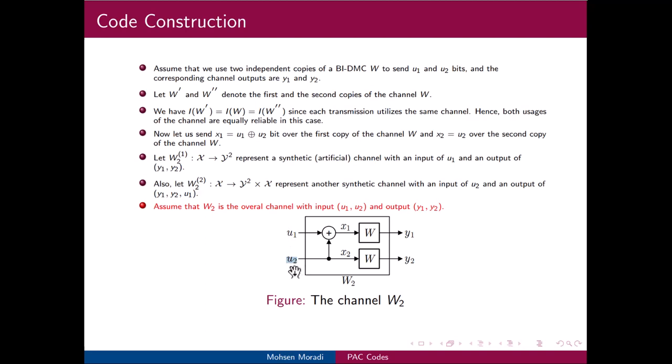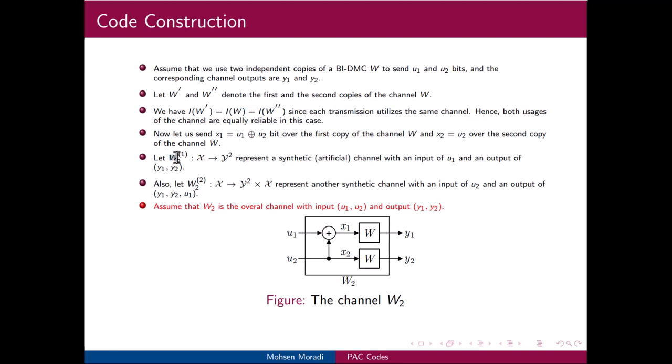So the output of the channel W2 is Y1, Y2, and also U1. We have U1, Y1, and Y2. So we want to estimate U2. Now we can understand that we just send a bit U and obtain Y, and call the reliability I(W1).